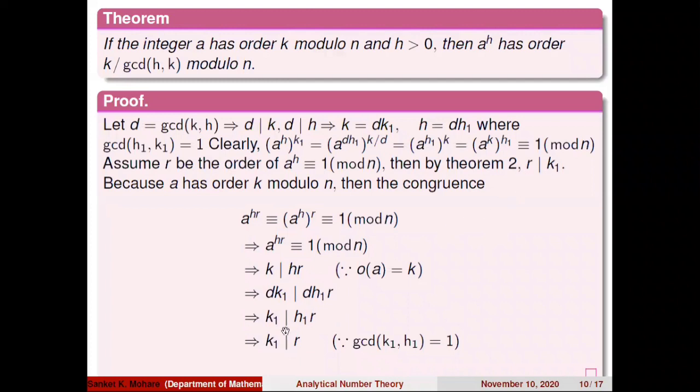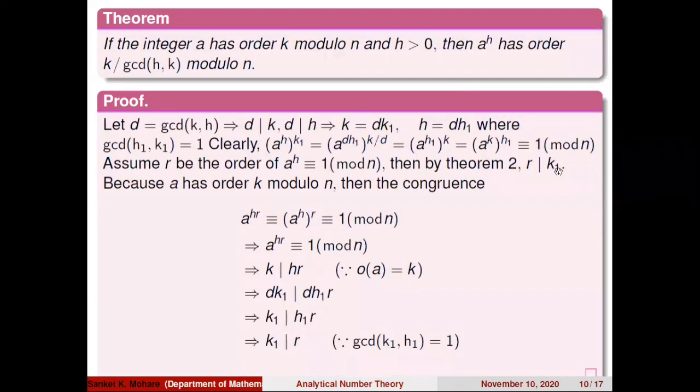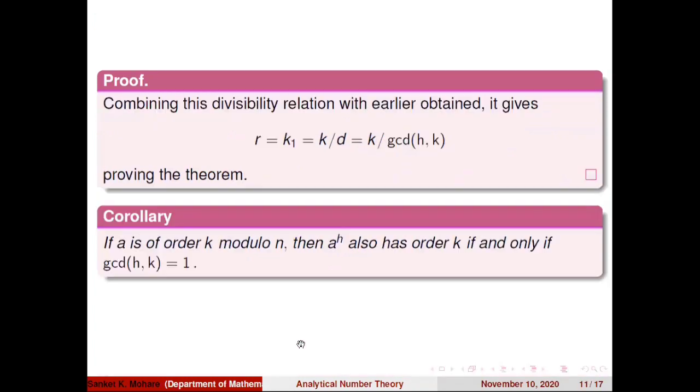So what do these two things imply? When A divides B and B divides A, this implies what? A must equal B. So combining this divisibility relation, R divides K1 and K1 divides R, we obtained R is equal to K1.